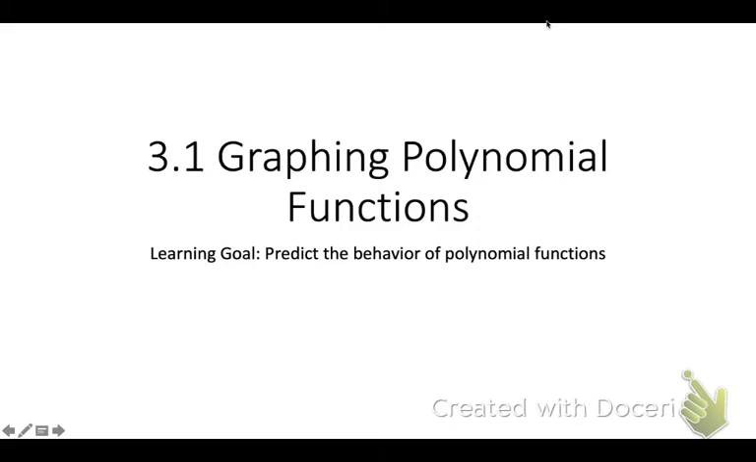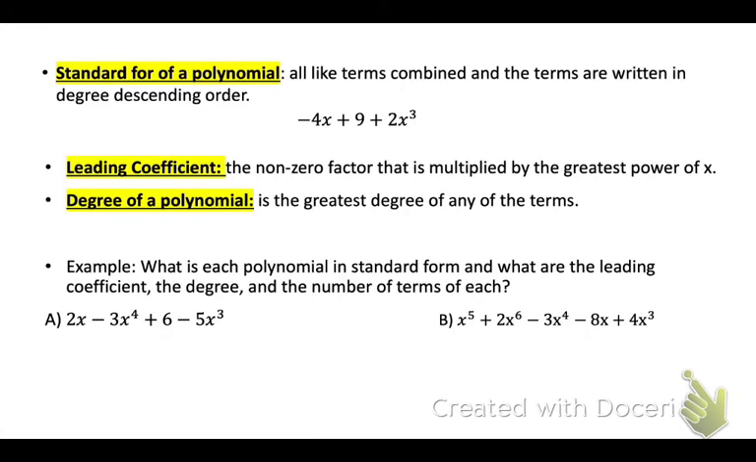Okay, so 3-1, we're going to be graphing polynomial functions. We're supposed to predict behaviors of polynomials. That's what we're supposed to be doing. Standard form of a polynomial: all the like terms are combined and the terms are written in degree descending order.